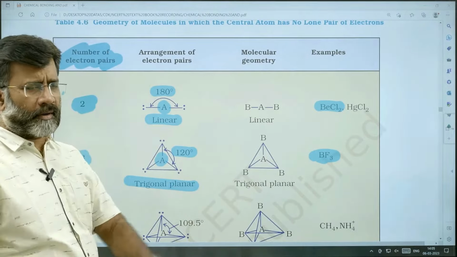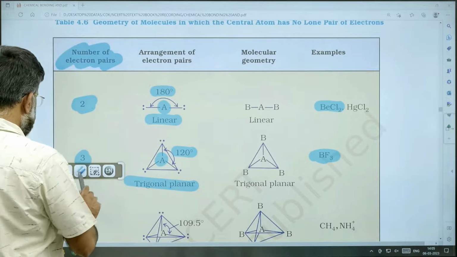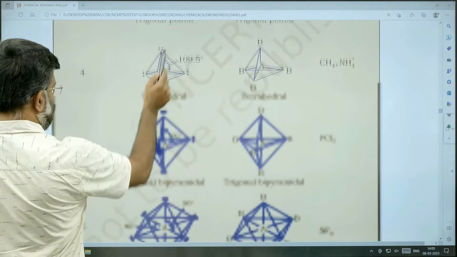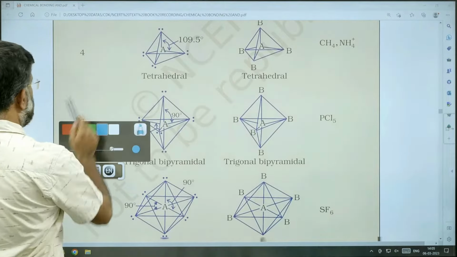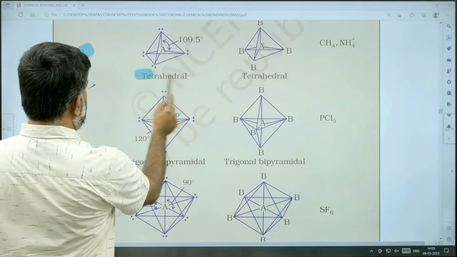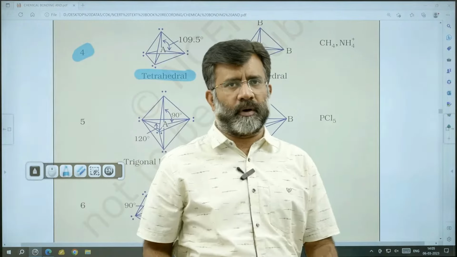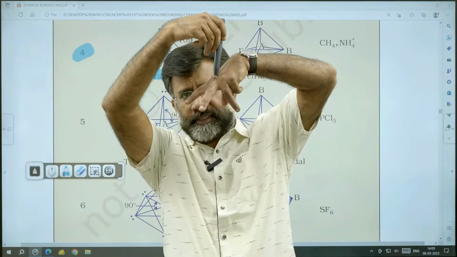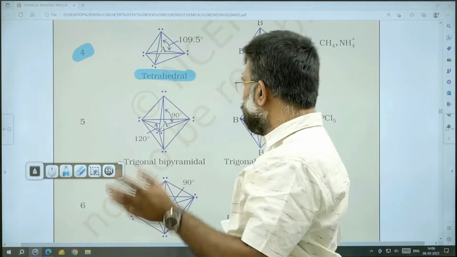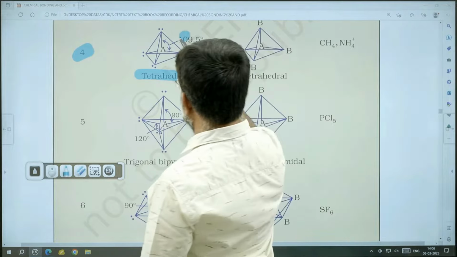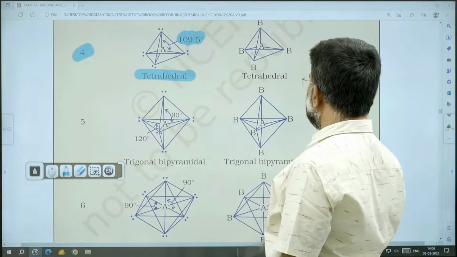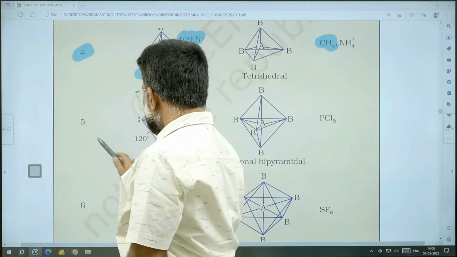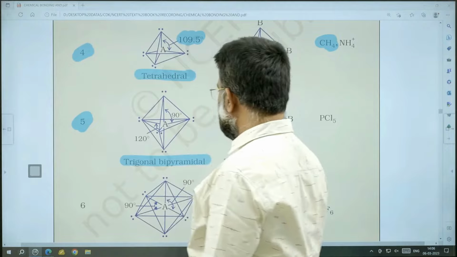Very simple to understand. Now it is a 4 electron system, making a tetrahedral arrangement. All of you know what is meant by tetrahedral arrangement. It comes like this. All bonds are identical, making a bond angle of 109.5 degree. Example, very popular, methane.